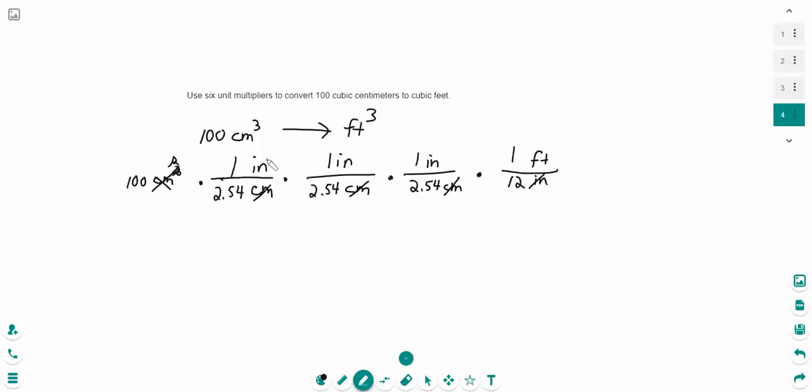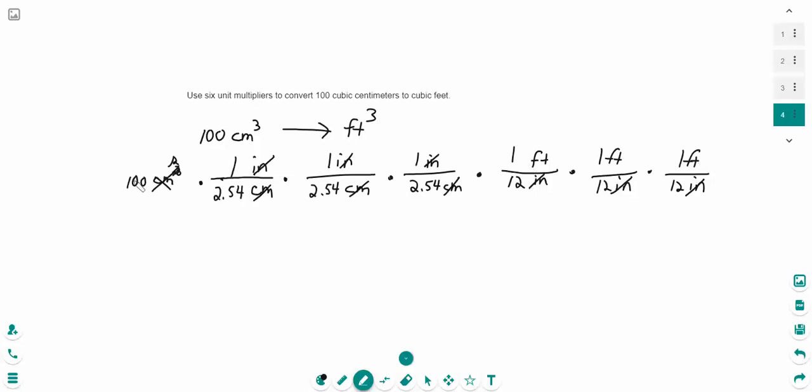This will eliminate one of these inches, but we still have two more. So we need to multiply this by itself two more times. So we have 12 inches here, and then we have a foot over 12 inches here. Okay, and now these inches will cross out the remaining 2 inches here. And at this point, we've gotten to where we want to be. We're now left with feet in the numerator.